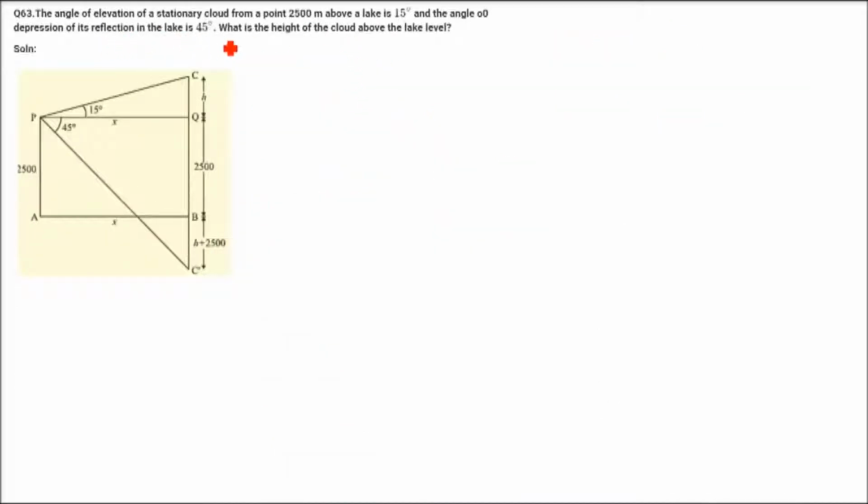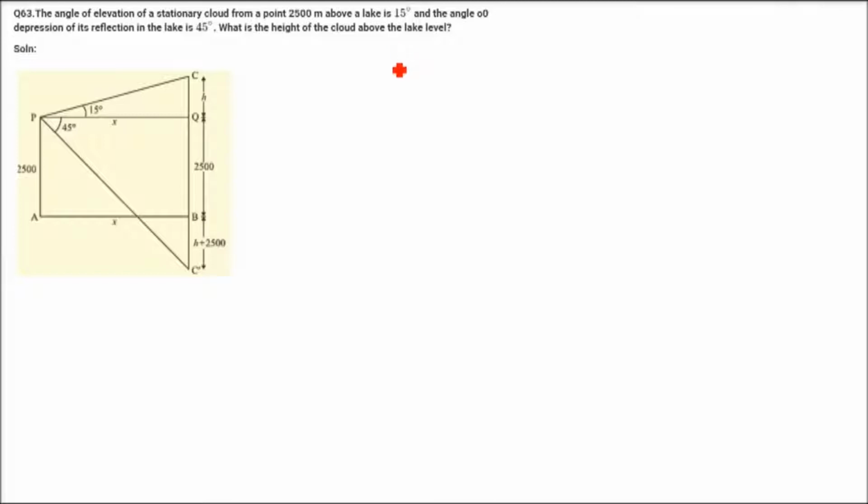The angle of elevation of a stationary cloud from a point 2500 above a lake is 15 degrees, and the angle of depression of its reflection in the lake is 45 degrees. So what is the height of the cloud above the lake level?